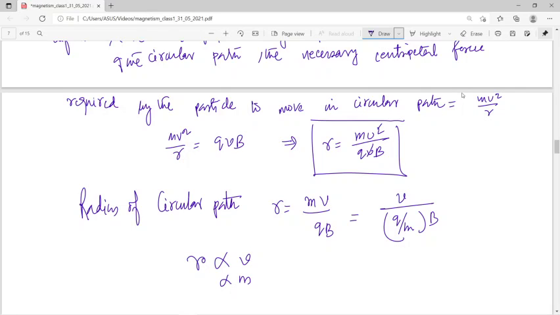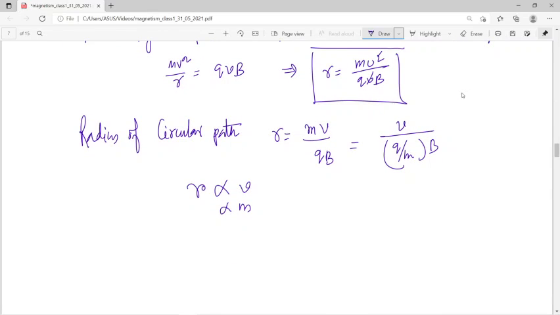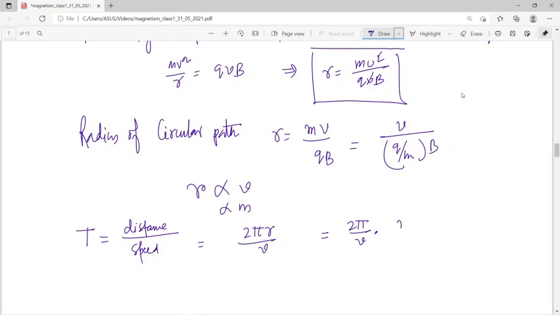So it is clear that a slow moving charged particle moves in small circles and a fast moving charged particle moves in a large circle. From that we get the time period of the charged particle. The time period is distance by speed, and distance is the circumference of the circle. So this is 2πr/v, and putting the value of r as mv/qB, that is 2πm/qB.